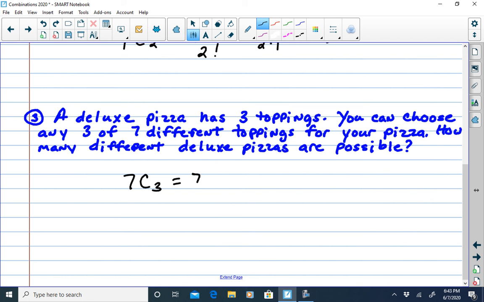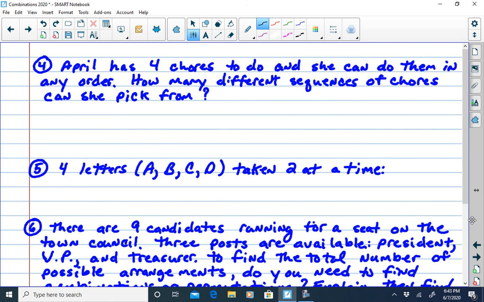So that's going to be 7P3 over 3 factorial. 7P3 is the first 3 factors of 7 factorial. So that's 7 times 6 times 5 divided by 3 factorial. So that's 3 times 2 times 1. What's that give us? 7 times 6 is 42. 42 times 5. That's 210. Divided by 6, 210 divided by 6, that's going to give us 35 different combinations of 7 different toppings that you can take 3 at a time. All right? Do a few more.